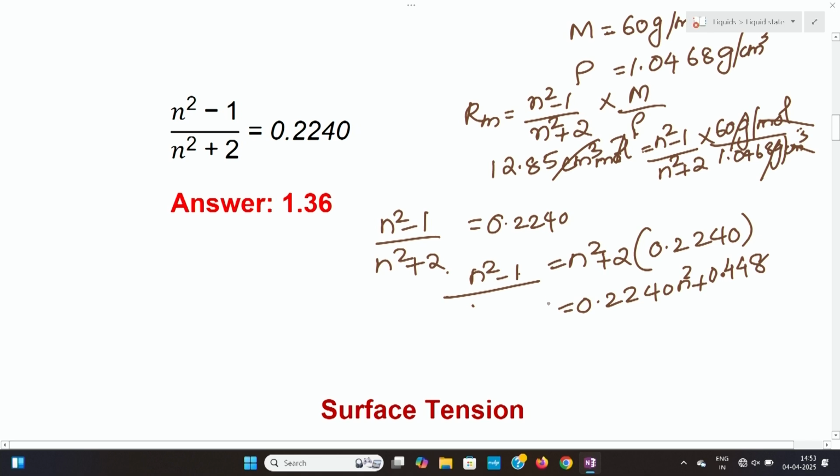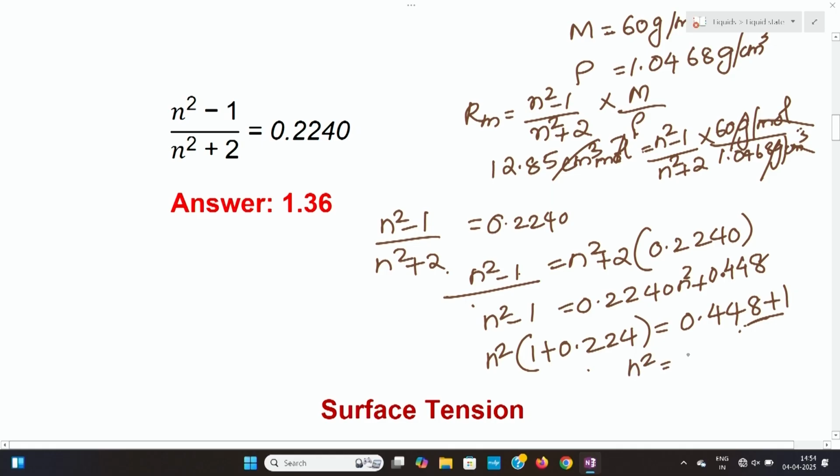Which is something like 0.448. Here we have n square minus 1, then from this n square we can take out 1 minus 0.224, and on the other side we will get 0.448 plus 1. From this we will get the value of n square, then we have to take the square root of that value. Finally we will get the answer as 1.36. This is the calculation of this problem.